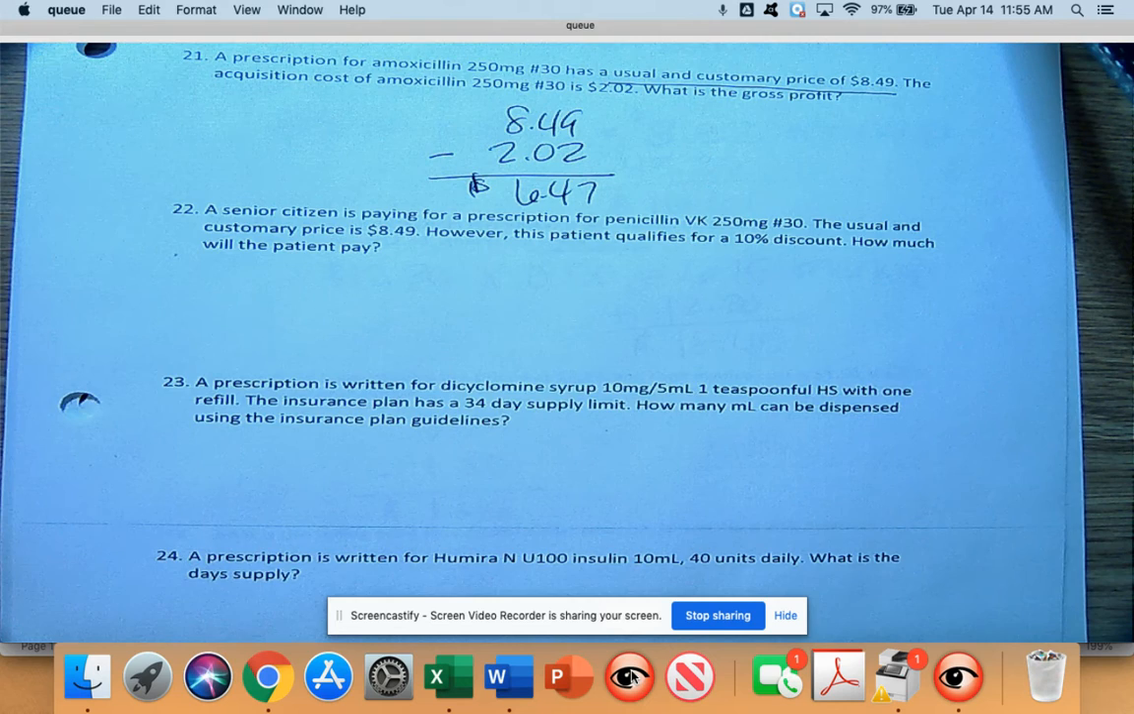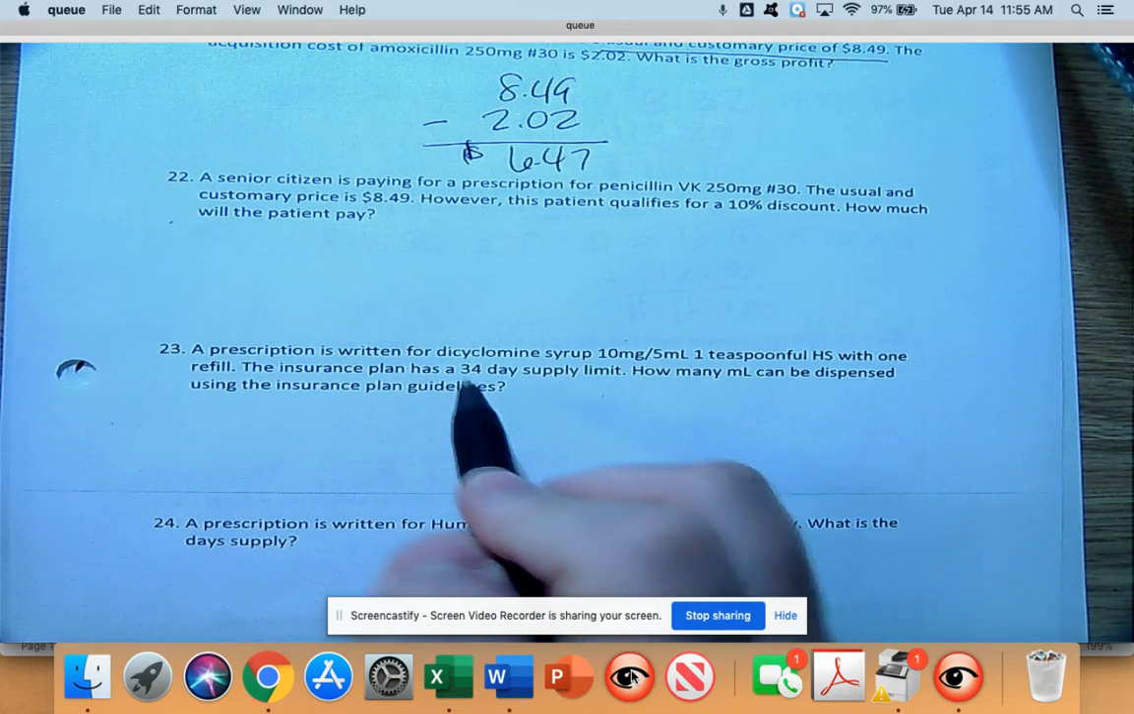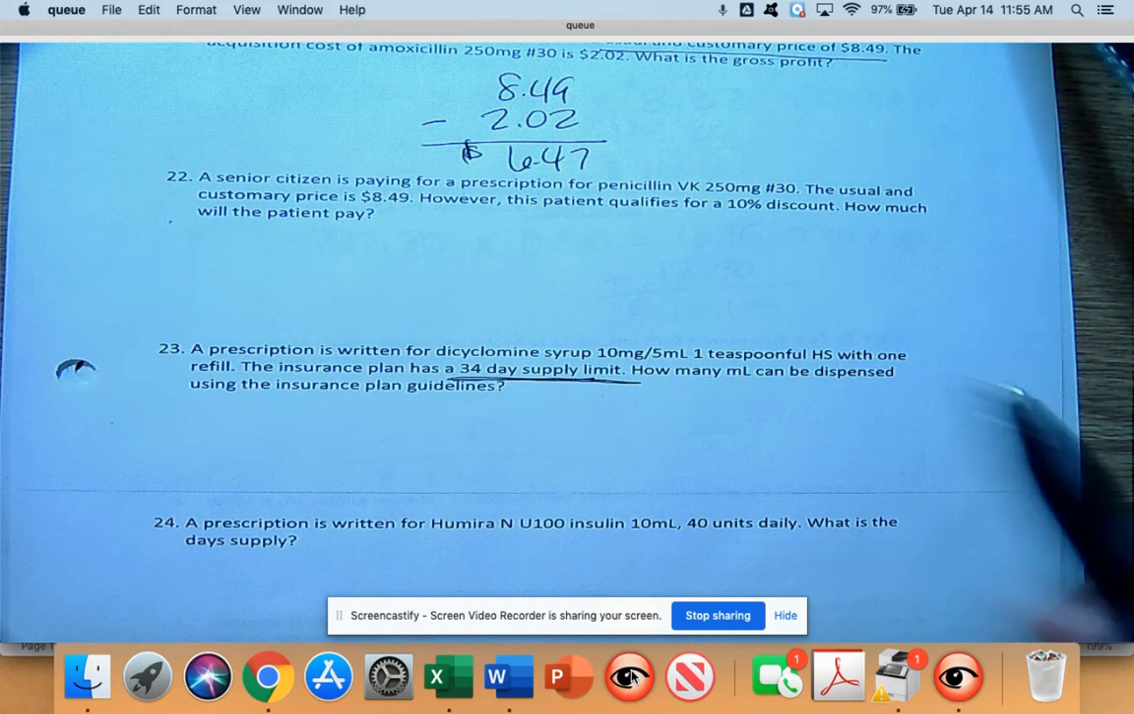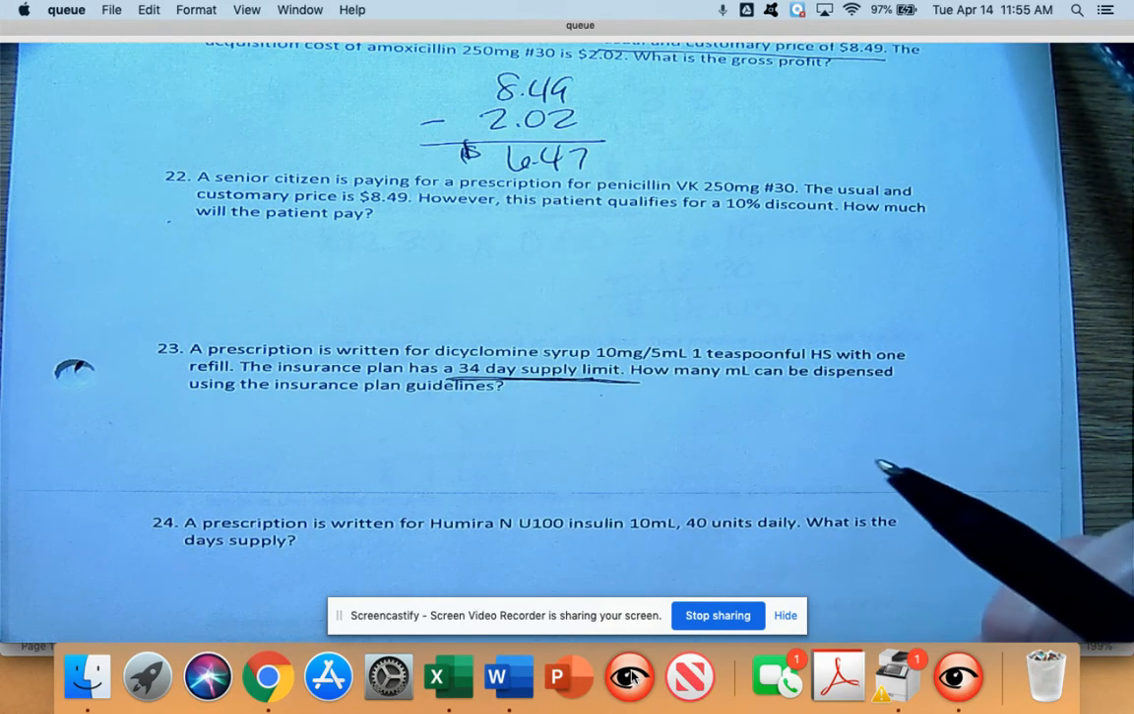Number 23, prescription is written for dicyclomine syrup, 10 milligrams per 5 mils. Take 1 teaspoonful HS, remember that's at bedtime, with 1 refill. The insurance plan has a 34-day supply limit. Most are 30. This particular one is 34. We want to get them the most bang for their buck. So we're going to dispense the 34 days because we're going to use the insurance plan's guidelines.